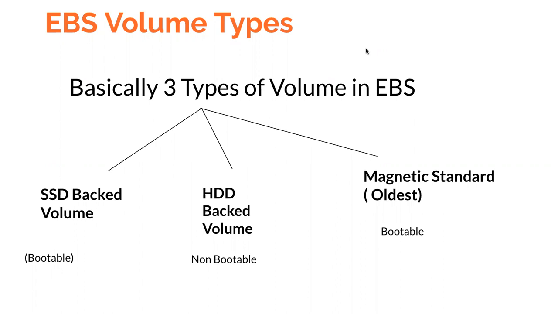SSD is bootable. That means you can attach it as a root device or boot device to the EC2 machines. And HDD is non-bootable. That means you cannot attach this HDD backed volume as a boot volume to EC2 machines. Magnetic is an old standard used in 2012, and it is also bootable and the cheapest version. So let's see next.